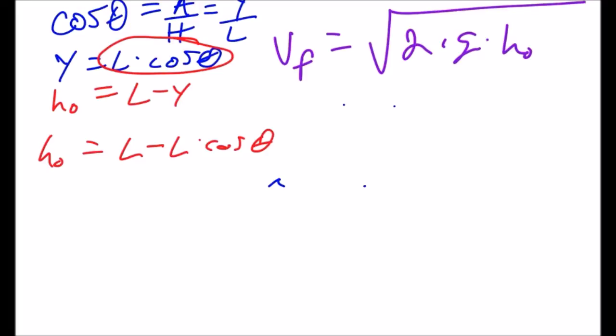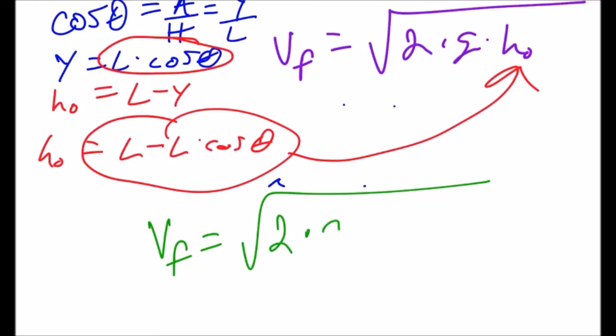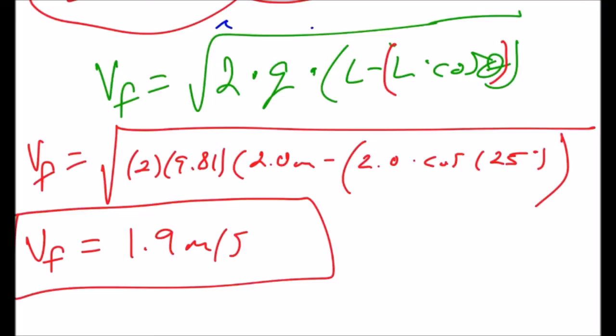And now all of this we can go substitute back into our final velocity equation over here for h naught. So let's rewrite that, and we end up with V final equals the square root of 2 times G times the quantity of L minus L cosine theta. Alright, plug all your numbers in, and you should come up with 1.9 meters per second squared.